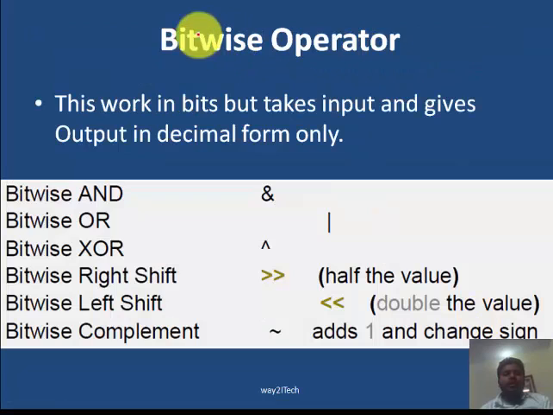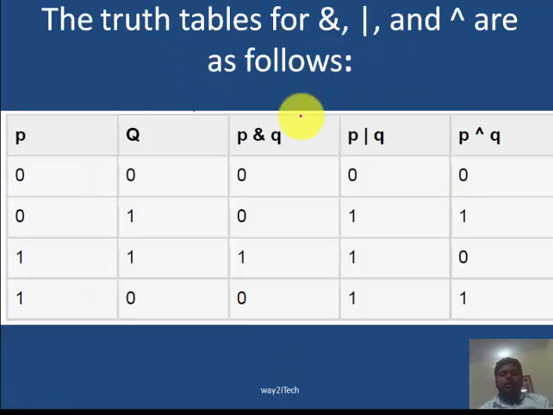Next are the bitwise operators. Why are these called bitwise operators? Because these work on bits. They work in bits but take inputs and give outputs in decimal numbers only. It means input and output will be in decimal numbers but the working will be in bits. We will see these operators. First of all, there is bitwise AND, represented by a single &, then bitwise OR, bitwise XOR, right shift, left shift and complement.